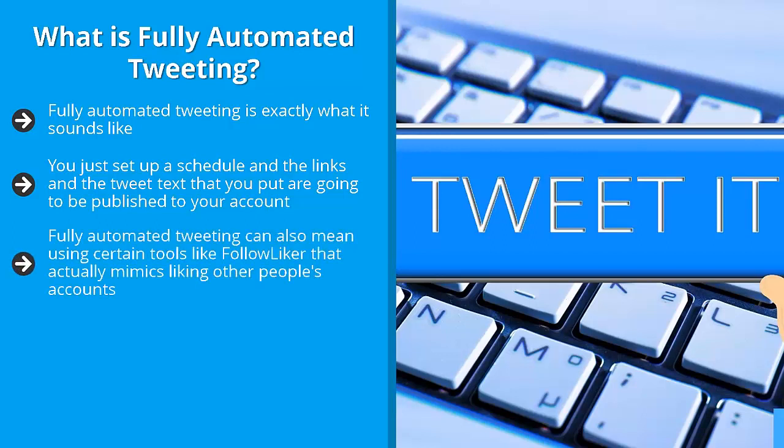Fully automated tweeting can also mean using certain tools like Follow Liker that actually mimics liking other people's accounts. Usually, when people have their posts liked, they feel good. It feels good to feel like you matter. It feels good to be appreciated. A certain percentage of these would actually click the account of the person liking and see what their page is like. If they like what they see, they end up following.